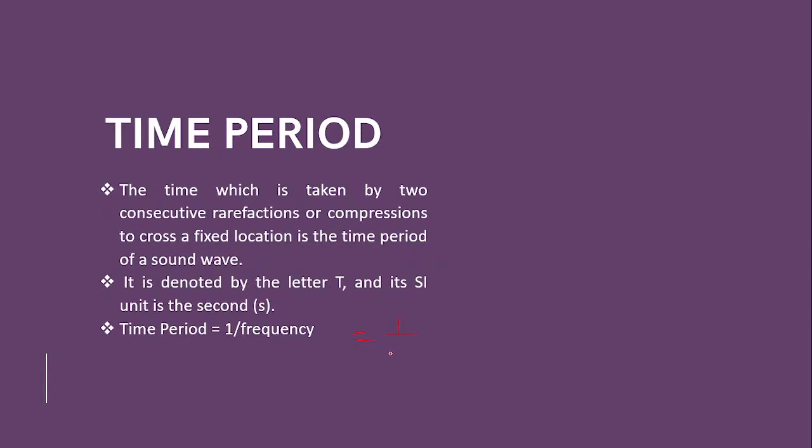Frequency is denoted by F also. You can write F, or you can write nu. It's up to you which one you are comfortable with. So F also means frequency, nu also means frequency, and time period equals 1 by frequency.